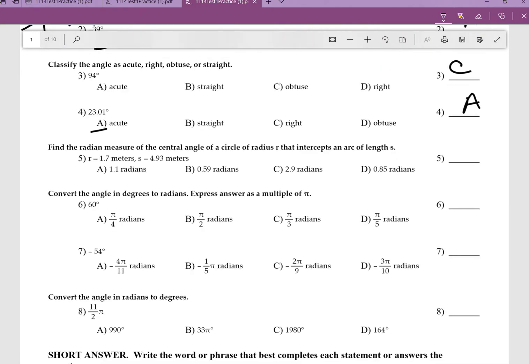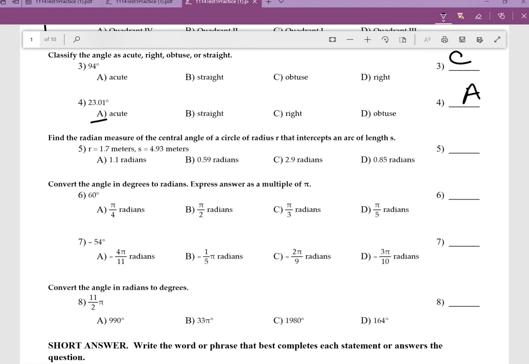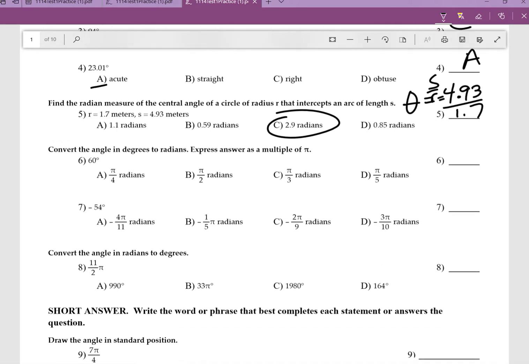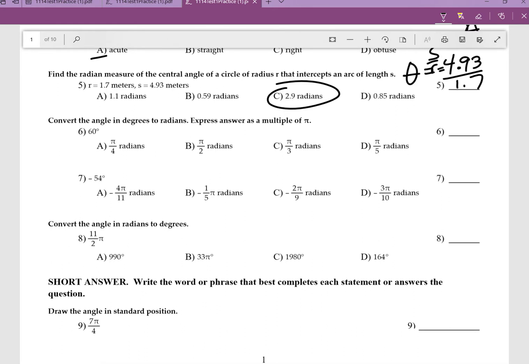Alright, for this one, it says the radian measure of the central angle of a circle of radius r that intercepts an arc of length s, and so they're giving you r, they're giving you s, and so we know that by definition theta is equal to s over r, which is equivalent to 4.93 divided by 1.7, you get approximately 2.9 radian.